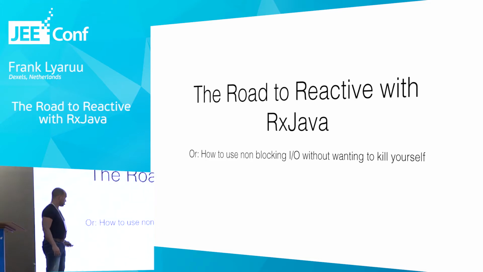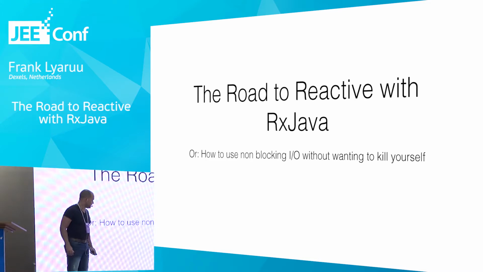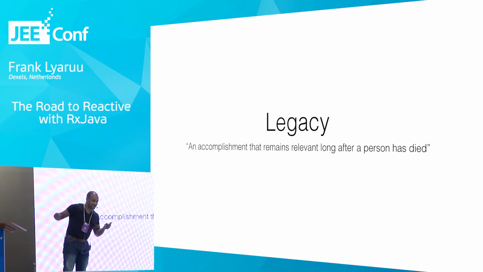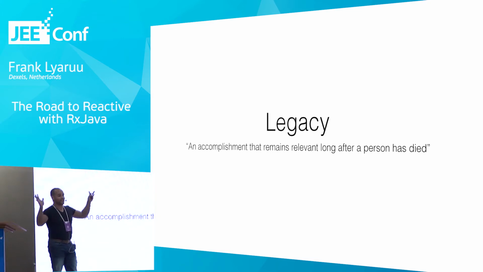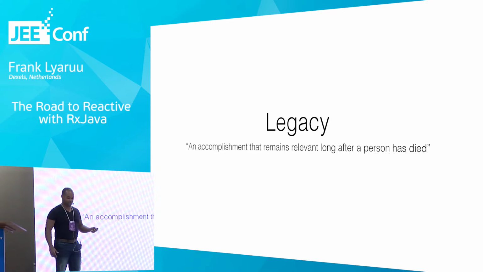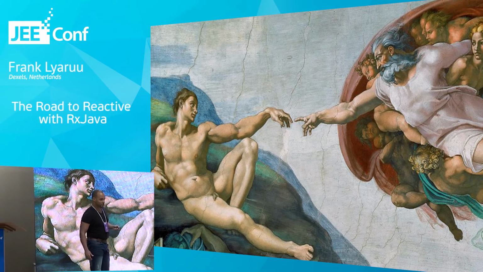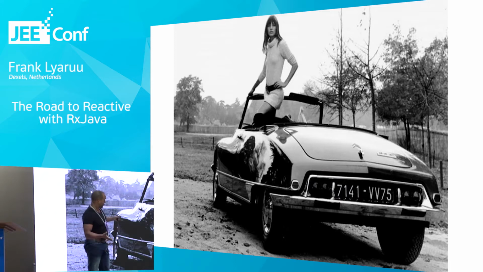Road to Reactive with RxJava. I'd like to begin with legacy. Legacy is a beautiful word. Normally, when you talk about legacy, you talk about beautiful things, things you did that will live on in history when you're long dead. So you have all kinds of classics that are legacy. And even if you look at more modern times, you get classics like this car, which is a beautiful car.